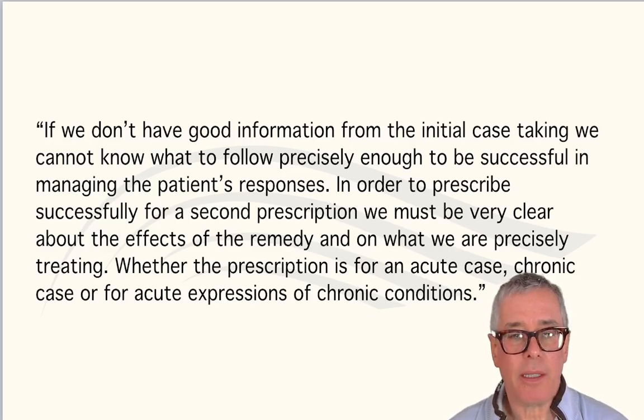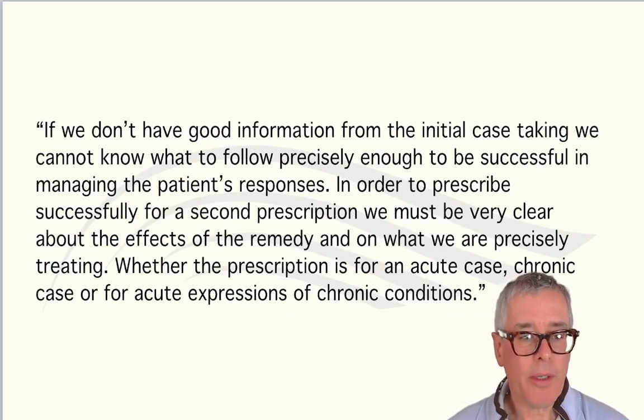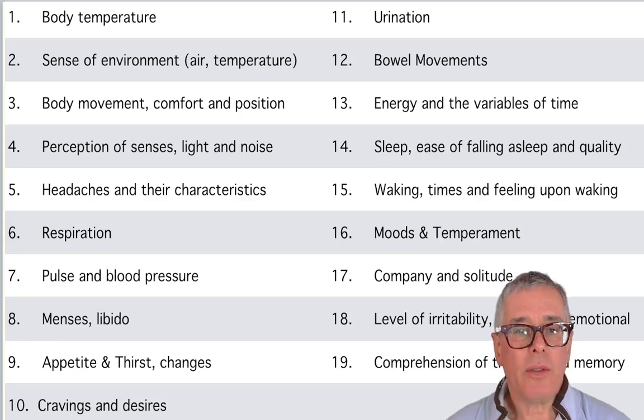In order to prescribe successfully for a second prescription, we must be very clear about the effects of the remedy and on what we are precisely treating, whether the prescription is for an acute case or a chronic case, or for the acute expressions of a chronic condition. So, what do we look for? What is good information in our initial case taking?